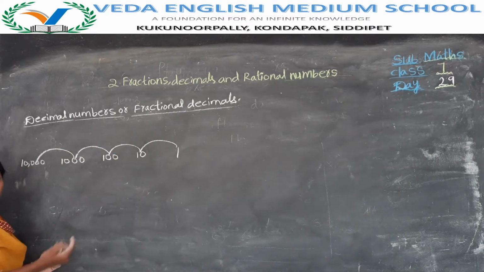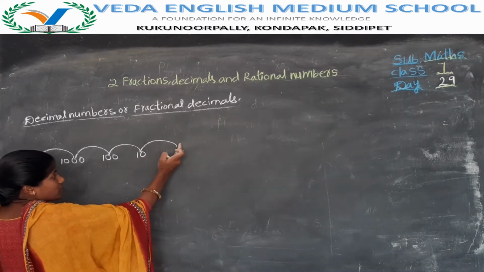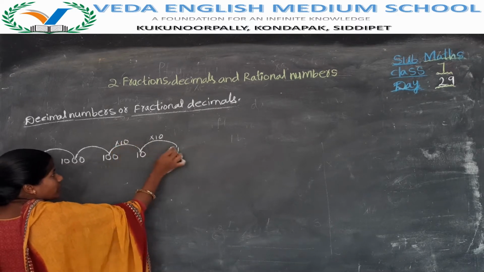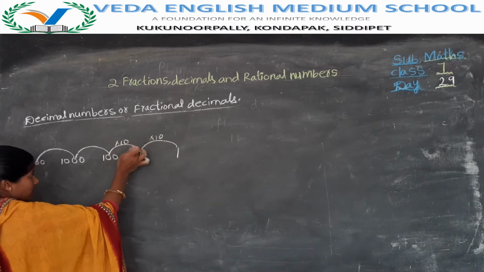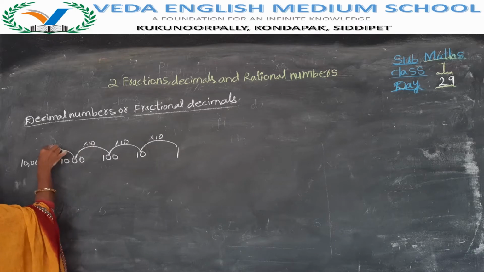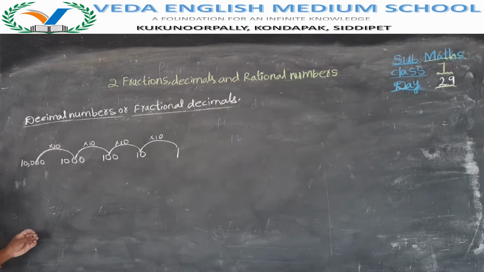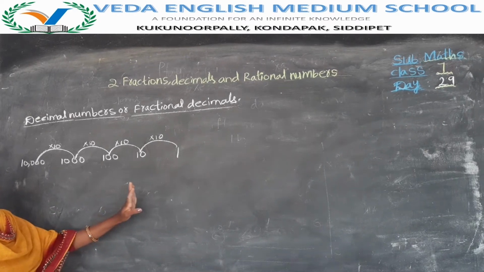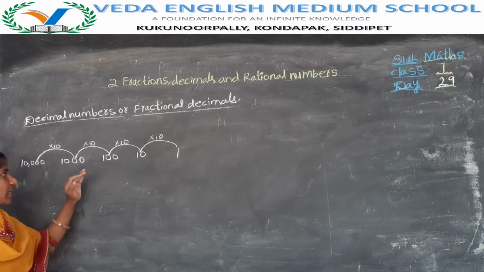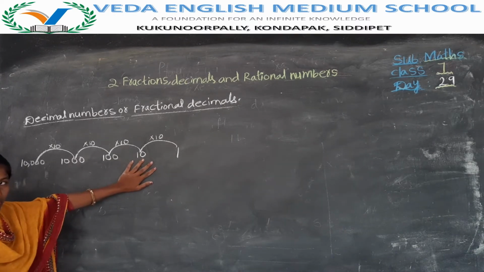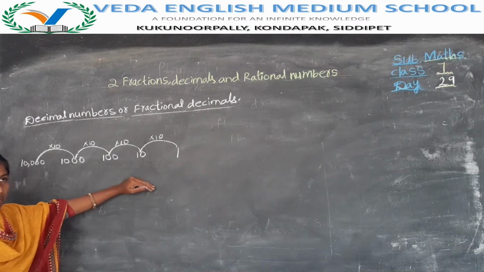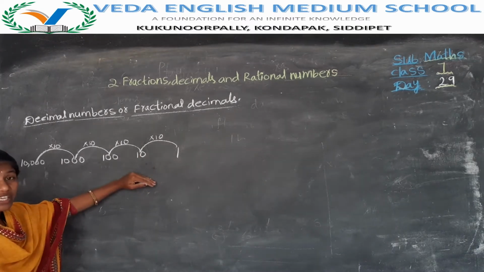While I am moving from right side to left side, from ones place to tens place, every time the place value increases by 10 times. Observe here. 1 into 10, 10 times; 10 into 10, 100 times; 100 into 10, 1000 times; 1000 into 10, 10,000 times. That means while moving from right to left, the place values are increasing by 10 times, and here we are getting natural numbers only. There is no fraction, there is no decimal, nothing. It is a number. Like that we are learning place values.